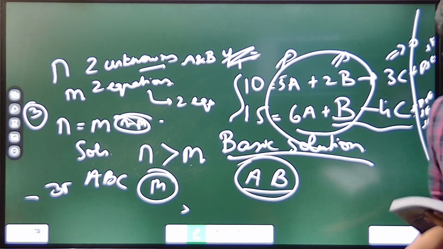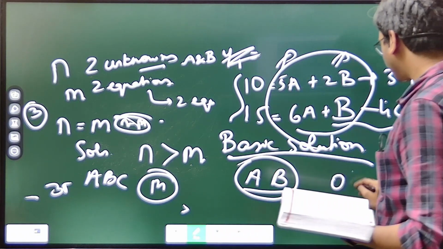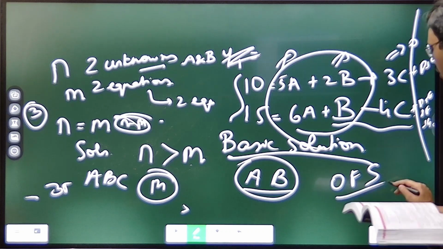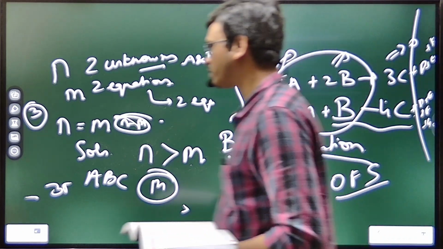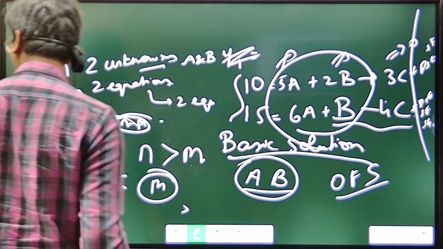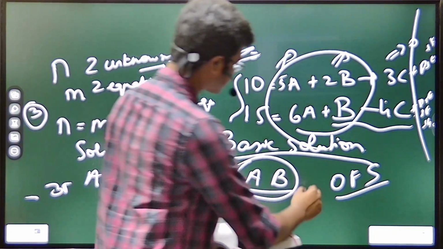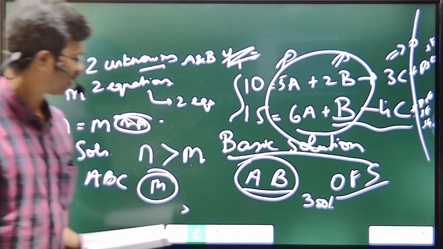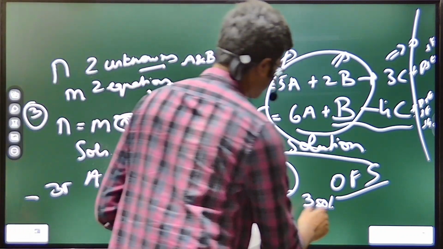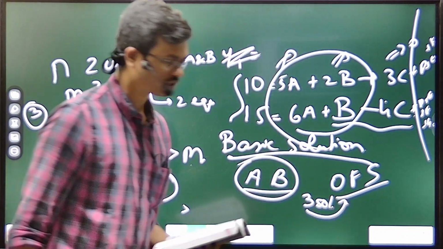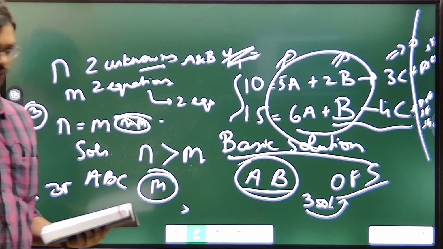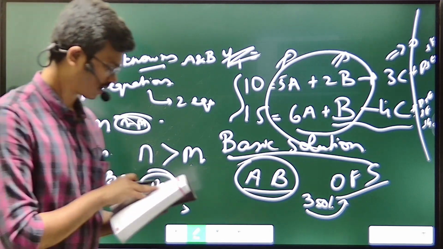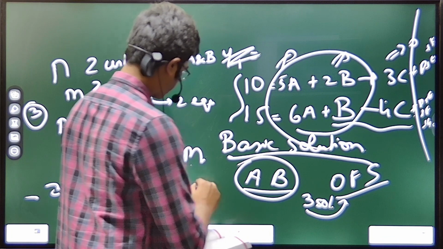And you have optimum feasible solution. So what is that? Suppose you get 3 solutions to a problem. Which is more optimum? That is the optimum feasible solution. And degenerate solution.